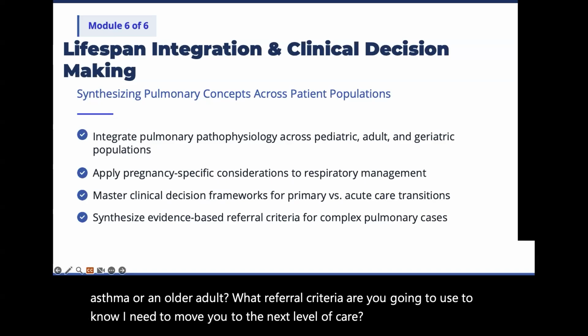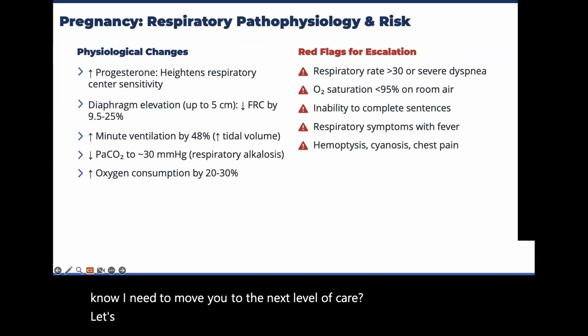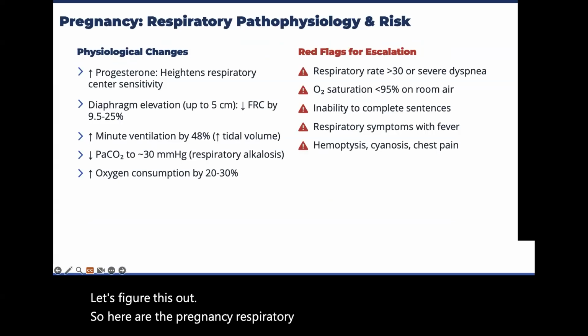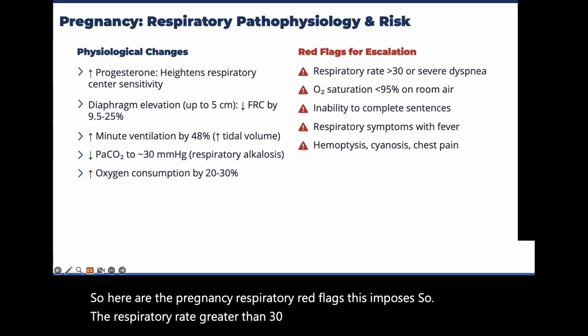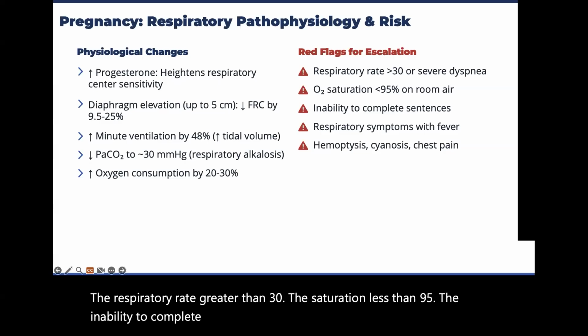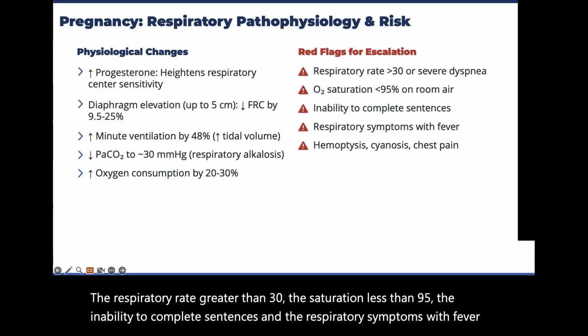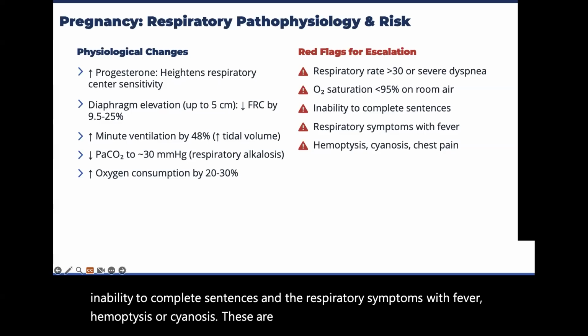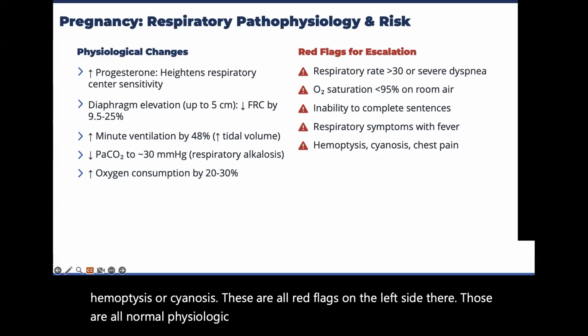Well, let's figure this out. So here are the pregnancy respiratory red flags. This includes a respiratory rate greater than 30, a saturation less than 95, the inability to complete sentences, and respiratory symptoms with fever, hemoptysis, or cyanosis. These are all red flags. On the left side there, those are all normal physiologic adaptations.